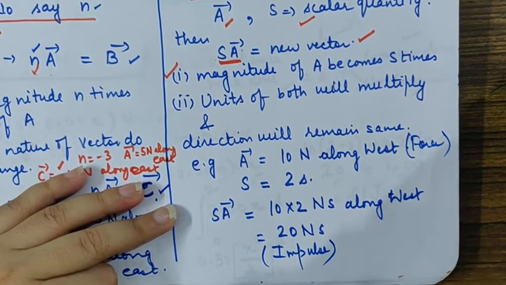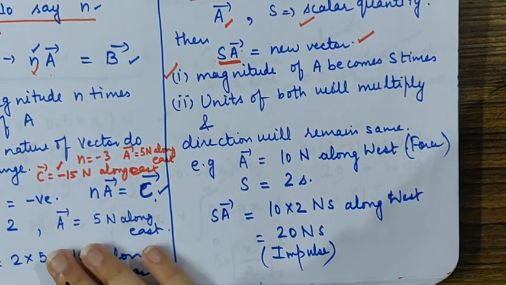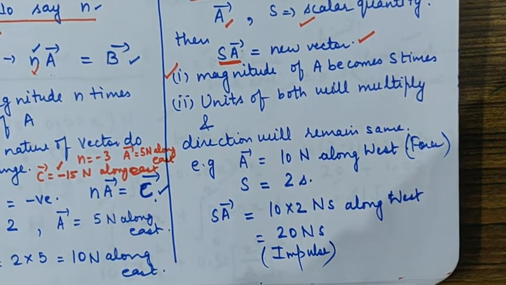Force multiplied by time is actually impulse. So what do we get when we multiply them? We get a quantity called impulse. So this was all about the multiplication of vectors by real numbers and scalar quantities.